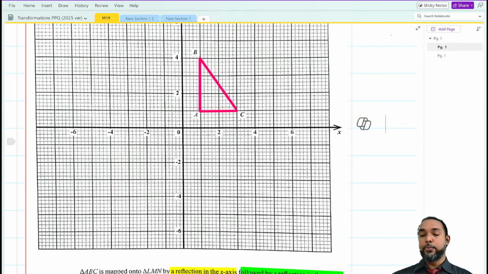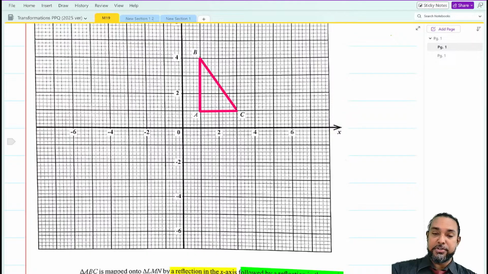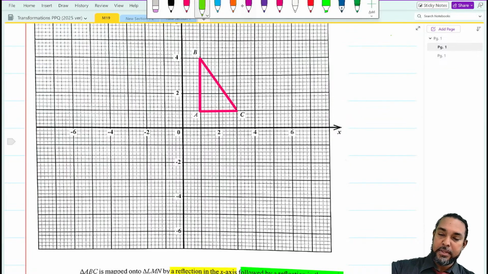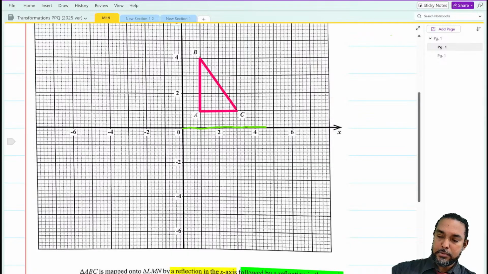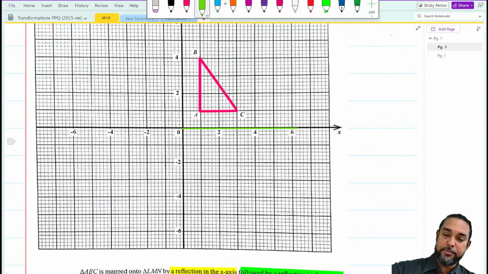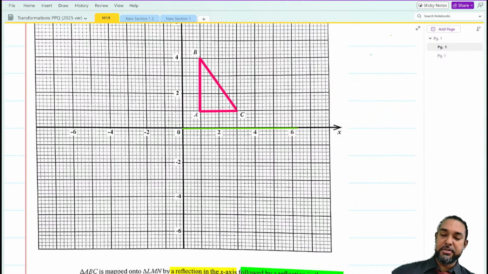Anyhow, a couple of things. When we are reflecting shapes, images, and points in whatever the axis of reflection is, you have to consider those things. Let me put this in a different color, maybe green. What we need to do is, for each point, one at a time, count the perpendicular distance it is from the mirror line.